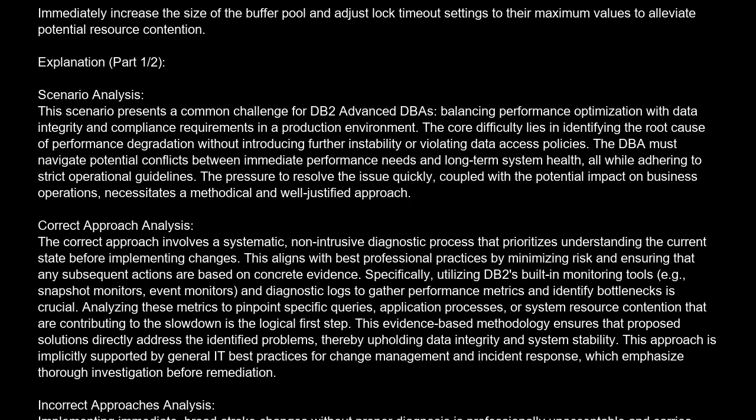The correct answer is B. Immediately increase the size of the buffer pool and adjust lock timeout settings to their maximum values to alleviate potential resource contention. Explanation. Scenario analysis.